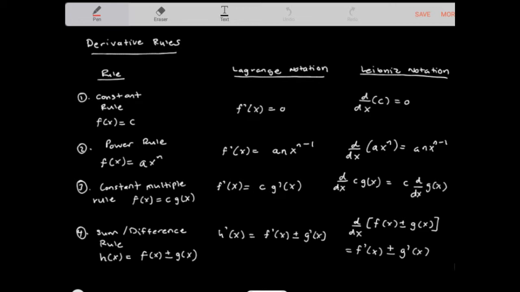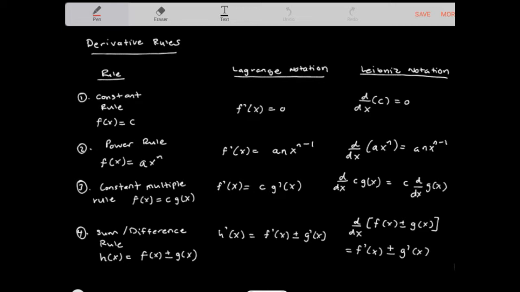Okay, so let's take a look at the constant rule, and I'm going to be doing examples for each of these rules. When we're looking at the derivatives, we're going to be using these two types of notations. We're going to be looking at the Lagrange notation, which expresses the derivative using the symbol prime. So the first derivative of a function f of x is f prime of x. The second derivative is f double prime of x, and so forth.